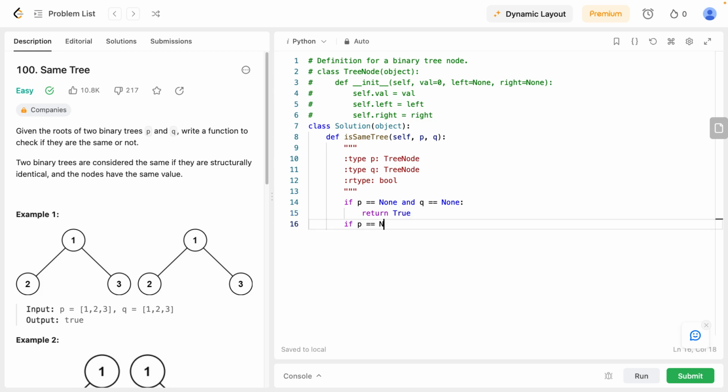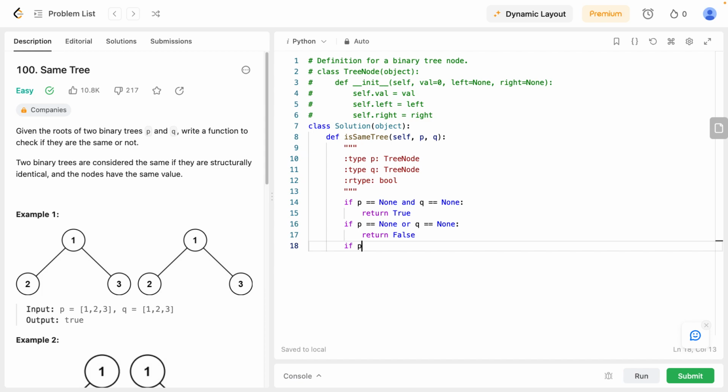If P is none or Q is none. So this will cover the case where, if we come to here, that means both P and Q cannot be none, because otherwise we would have hit line 15. So here this means P is none and Q is not none, or P is not none and Q is none. One of the cases. So in either way, we have to return false.